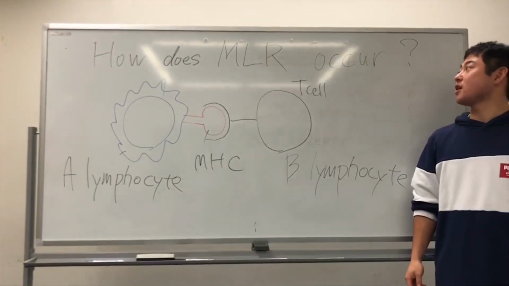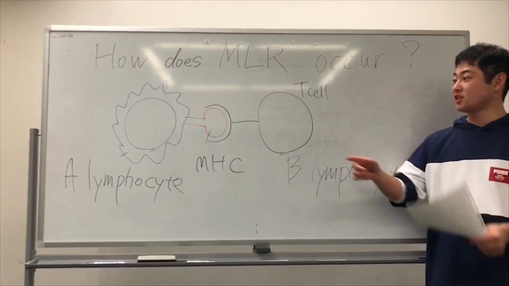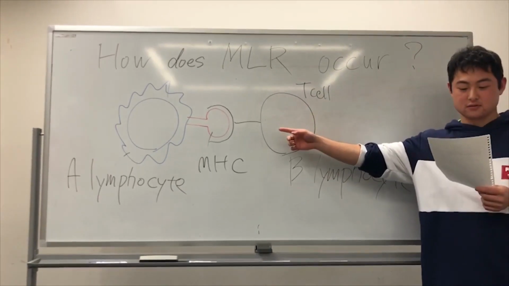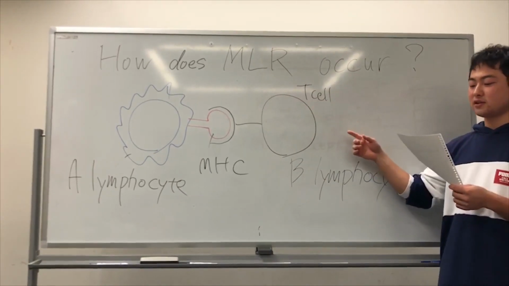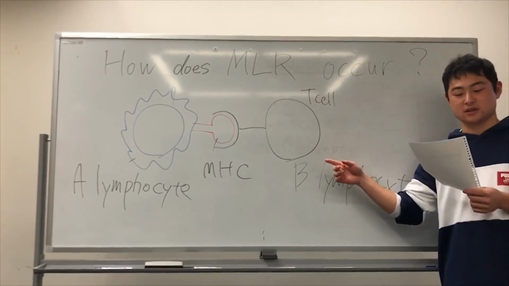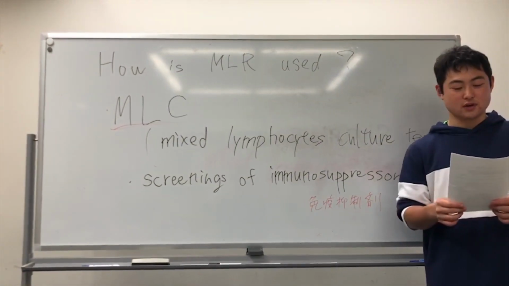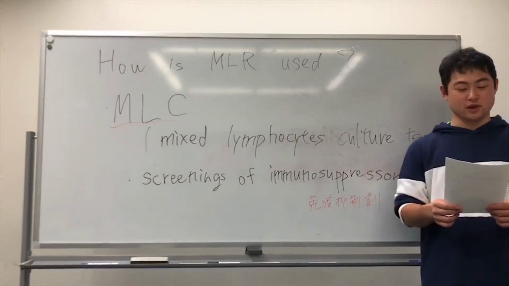How does MLR occur? Lymphocytes have MHC on their surface, and genetically different T cells recognize the MHC and bring about the immune reaction. Next, I will talk about practical use of MLR.